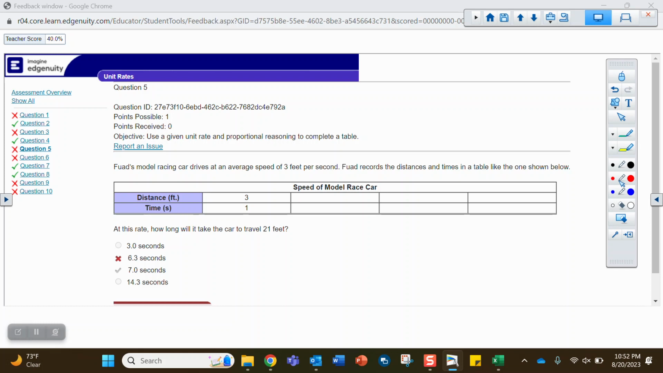So that means we're going to put 21 in for the distance. And this is kind of like equivalent fractions, right? 3 times what number gives you 21? Well, 3 times 7 is 21. So now we're going to multiply the bottom also by 7. 1 times 7 is 7, so it will take 7 seconds.